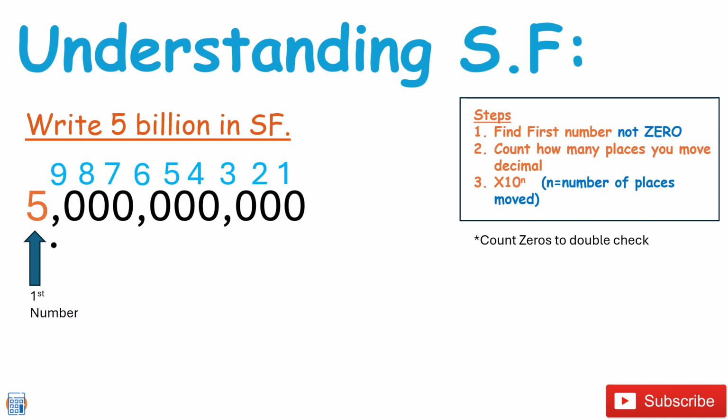And then the last step says times the first number by 10 to the power of n. So the first number is a 5, times it by 10 to the power of 9, which is the number of places that we moved. A quick life hack is you can double check by just counting the zeros. So if you just look at this number and you want to do it in your head really quick, you can see the first number's a 5 and then you can count the zeros, so there's 9 zeros there. So it'll be 5 times 10 to the power of 9.